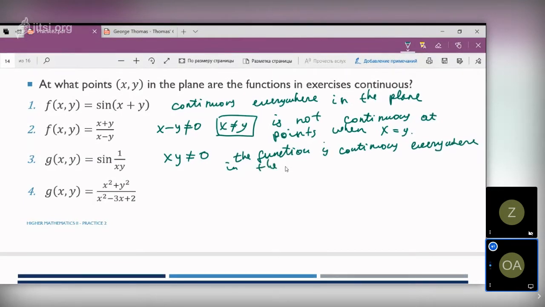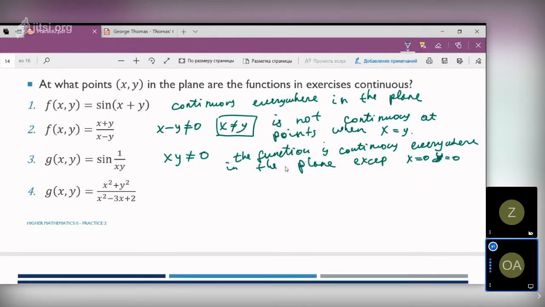Everywhere in the plane except x equals to 0 and y equals to 0. If one of them equals to 0 is also a point of discontinuity. They should not be equal to 0, x or y. X should not be equal to 0 and y should not be equal to 0.